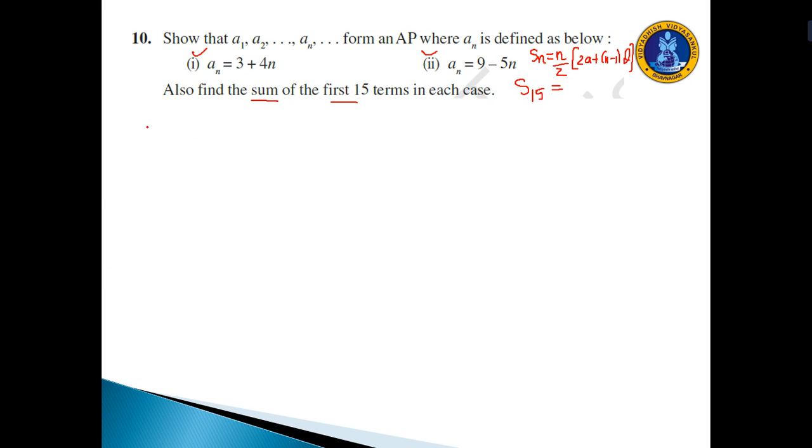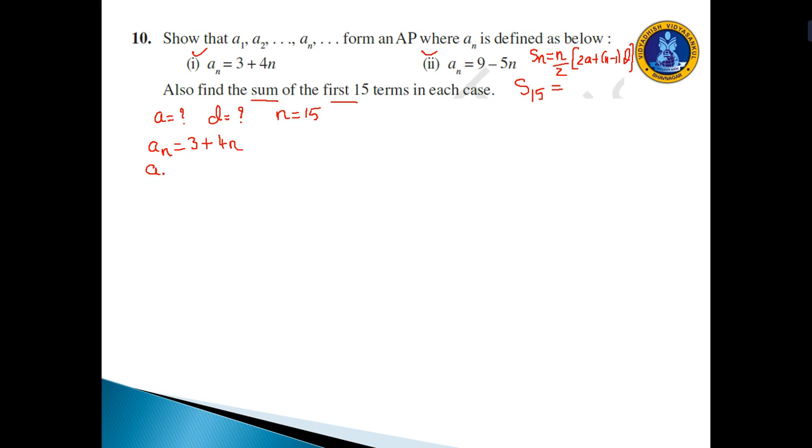So how can I find out a and d? a is equal to question mark, d is also question mark, a and d question mark, n is given. So how can we find this? By using the a n formula, 3 plus 4n.